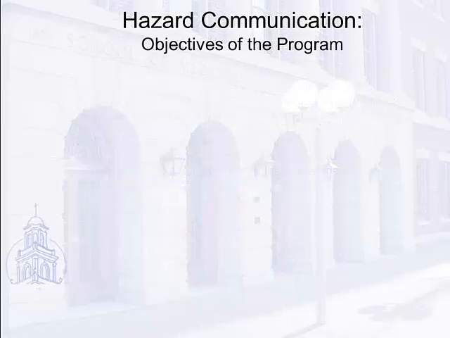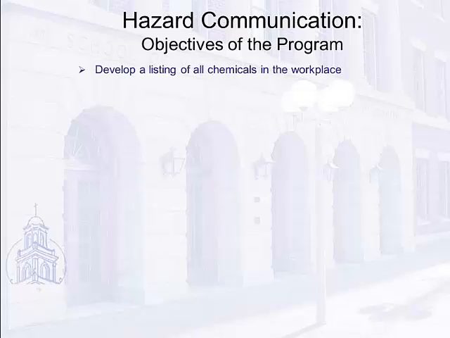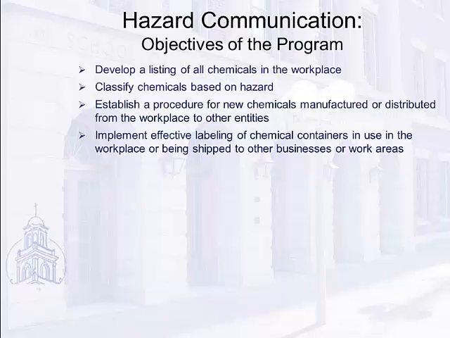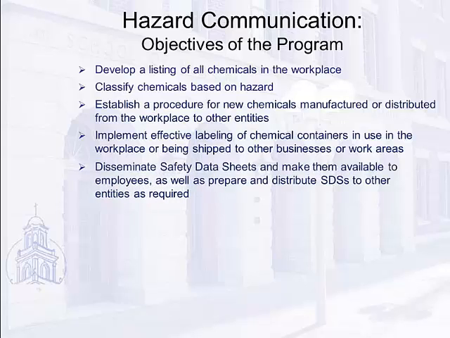Objectives of the Hazard Communication Program include: develop a listing of all chemicals in the workplace, classify chemicals based on hazard, establish a procedure for new chemicals manufactured or distributed from the workplace to other entities, implement effective labeling of chemical containers in use in the workplace or being shipped to other businesses or work areas, disseminate safety data sheets and make them available to employees, as well as prepare and distribute SDSs to other entities as required.